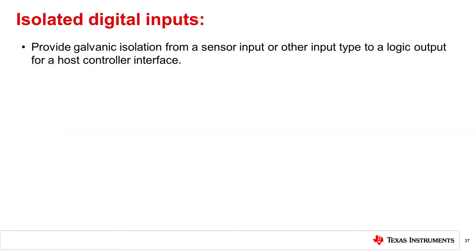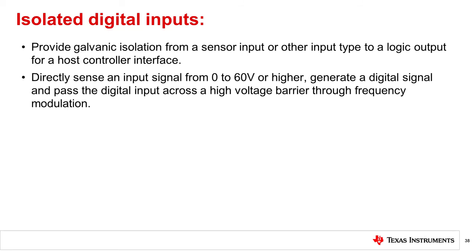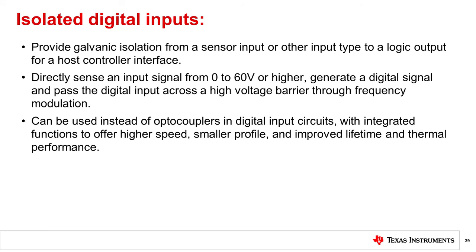We've discussed that isolated digital inputs provide galvanic isolation from a sensor input or other input type to a logic output. Isolated inputs directly sense an input signal from 0 to 60 volts or higher, and they can be used instead of optocouplers and digital input circuits with integrated functions that offer higher speed, smaller profiles, and improved lifetime and thermal performance.